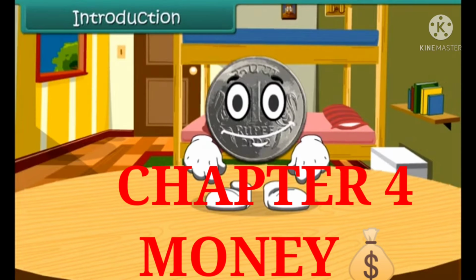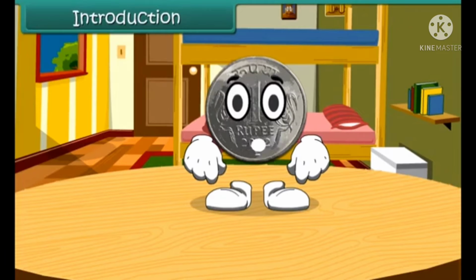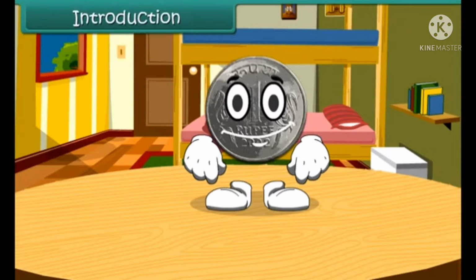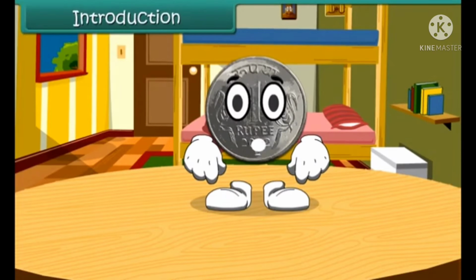Chapter 4, Money. You have already learned that the Indian currency is called rupee. Currency or banknotes in India are currently being issued in the denomination of 10 rupees, 20 rupees, 50 rupees, 100 rupees, 200 rupees, 500 rupees and 2000 rupees. These notes are called banknotes as they are issued by the Reserve Bank of India.